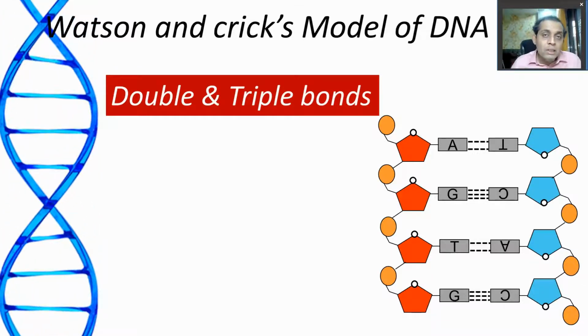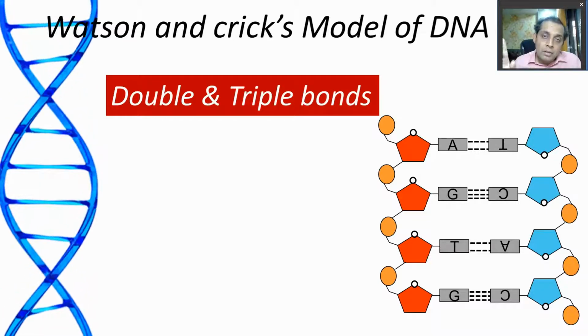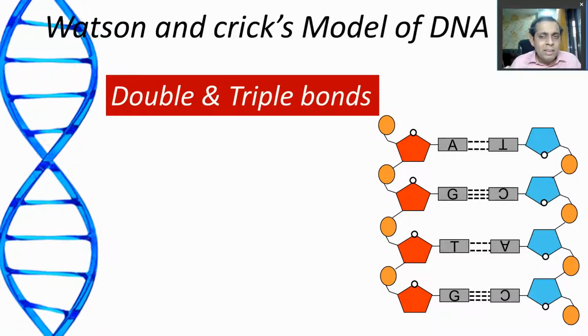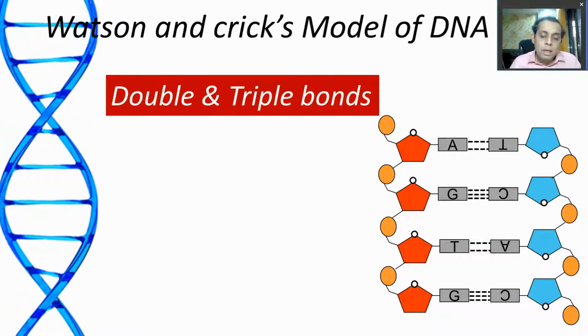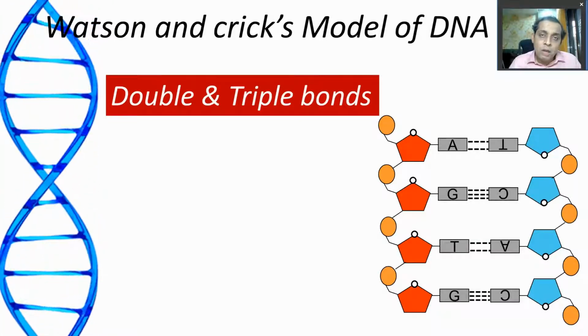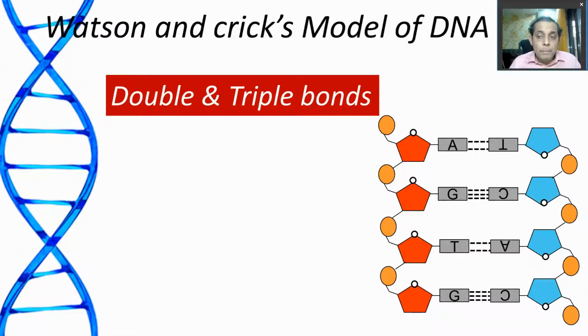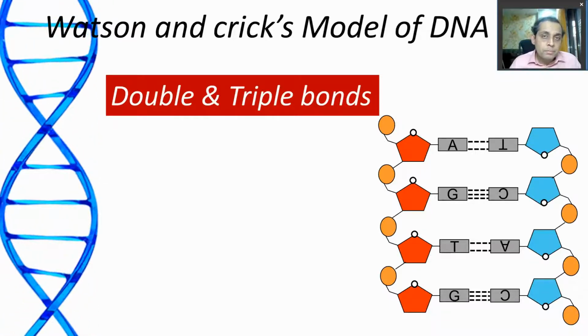These are actually called the steps of the twisted ladder. That's the hydrogen bonds, and they are weak. But even if they are weak, because there are so many, it doesn't make the DNA very weak. It is quite stable because of so many weak bonds.